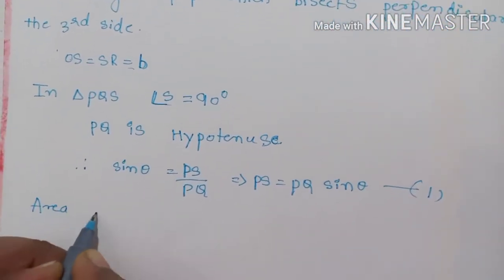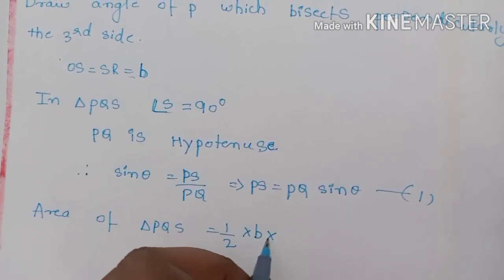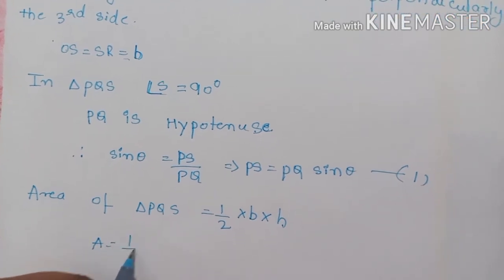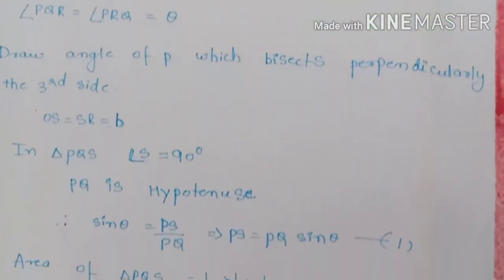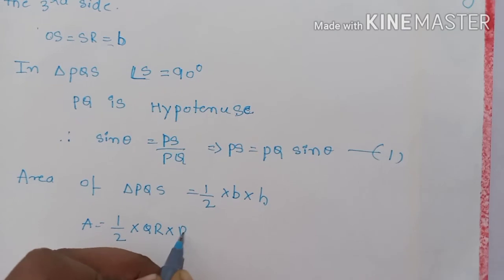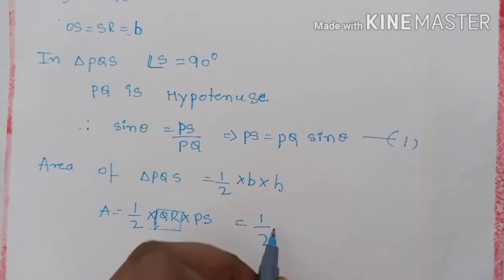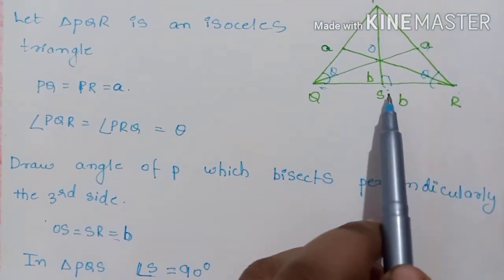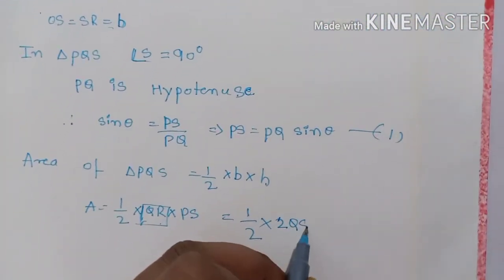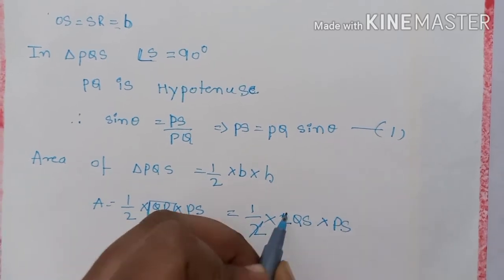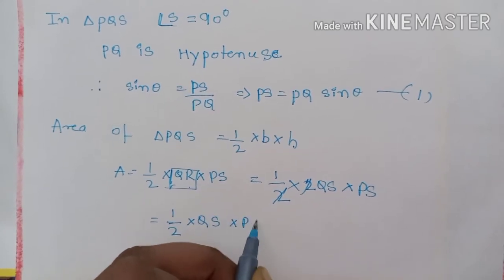And now the area of triangle PQS is half into base into height. So A is equal to half into, now the base is QR and the height is PS, so QR into PS. So split this QR into two terms. How can we split QR? QR is equal to QS plus SR. QS is equal to SR. So we can write 2 times QS into PS. The 2 and 2 get cancelled and we get half into QS into PS.